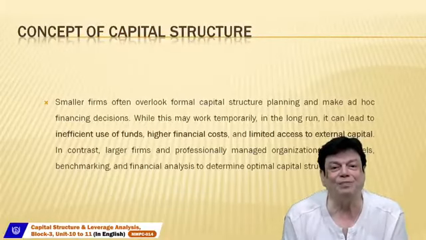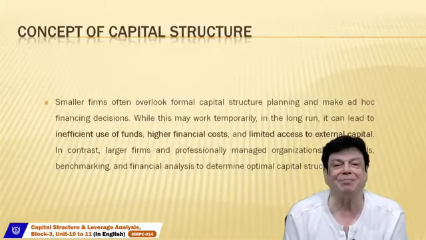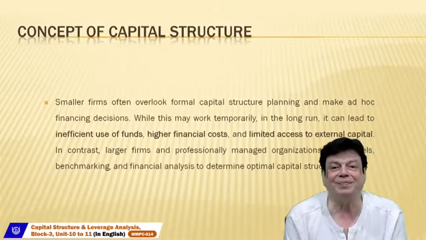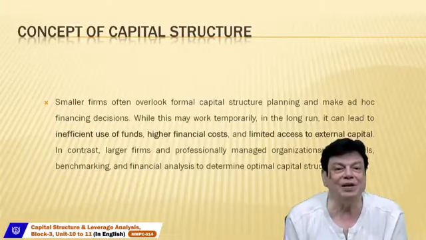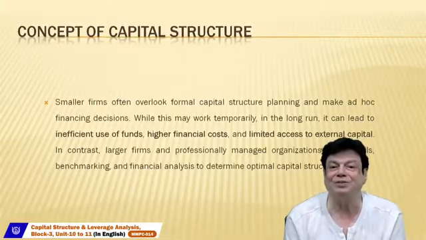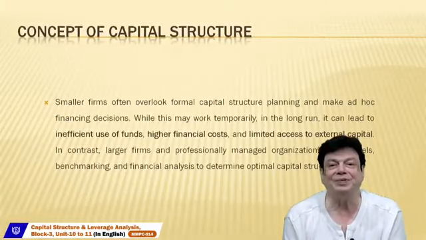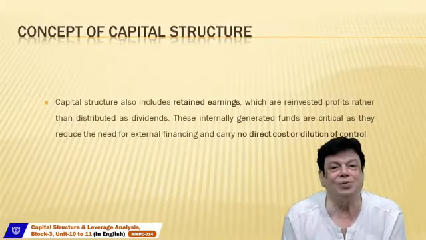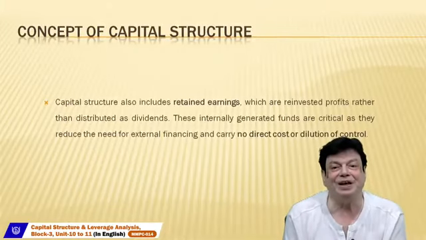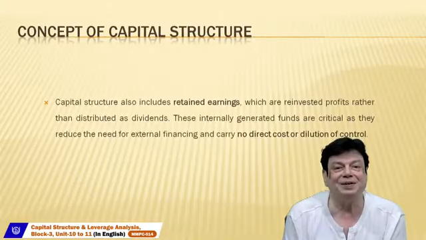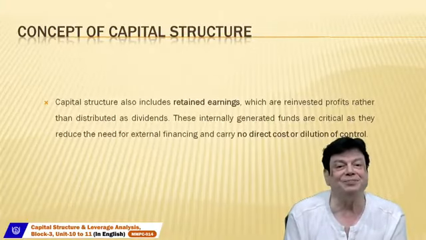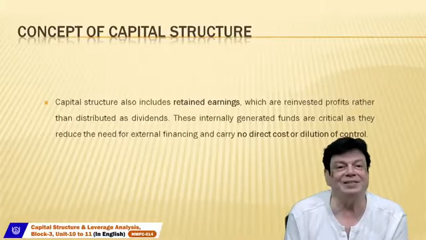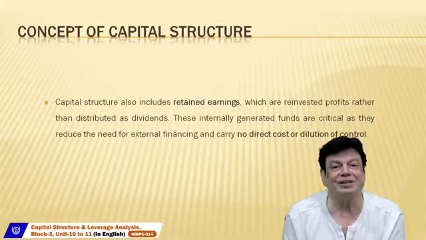Smaller firms often overlook formal capital structure planning and make ad hoc financing decisions. While this may work temporarily, in the long run it can lead to inefficient use of funds, higher financial costs, and limited access to external capital. Capital structure also includes retained earnings, which are reinvested profits rather than distributed as dividends. These internally generated funds are critical as they reduce the need for external financing.